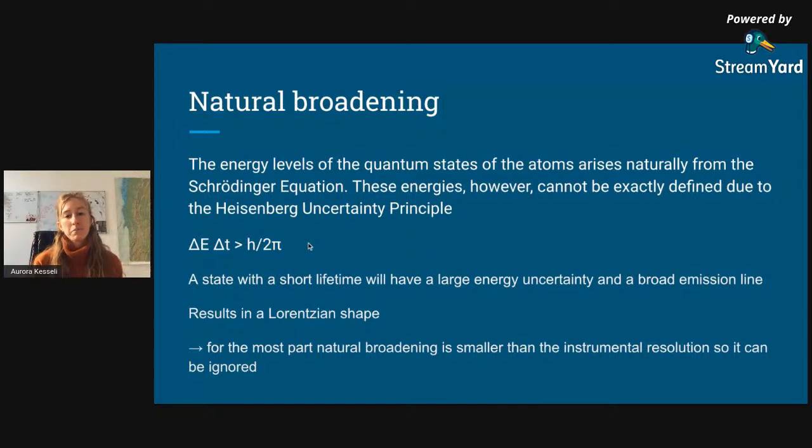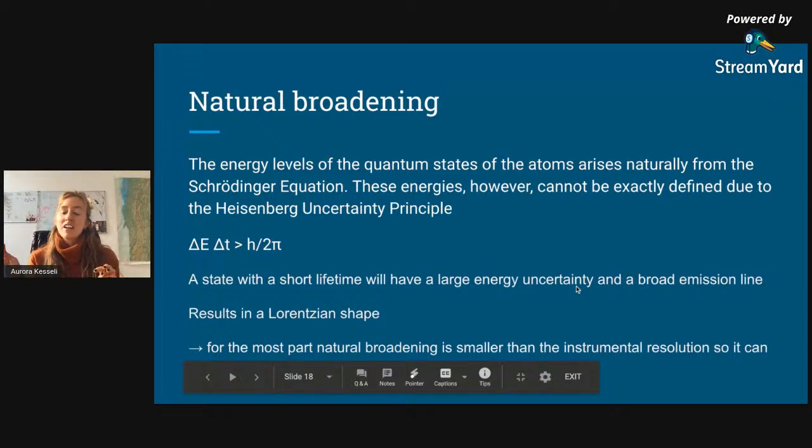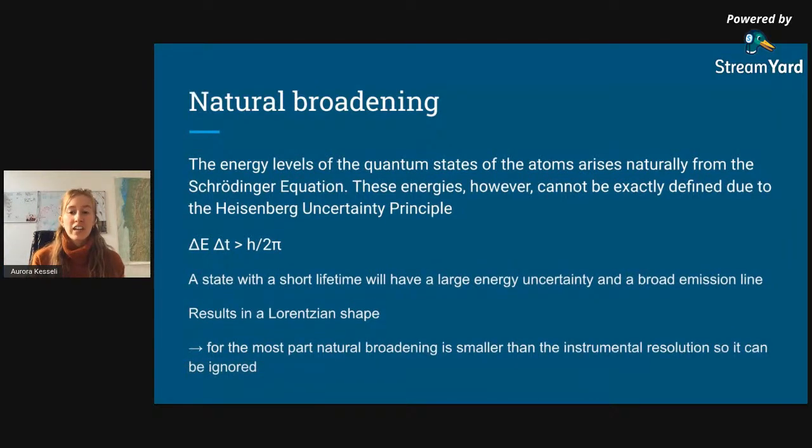And so what this means for energy levels and energy transitions is that a state with a short lifetime, so if the lifetime of the state, this delta t, is short, then the energy level cannot exactly be known. And so there's some uncertainty in this energy level. And that creates a broader emission line, because there are a bunch of different energies within this uncertainty that the energy level can have. And so that leads to a bunch of different transitions and a bunch of different wavelengths that are almost the same, but not quite the same because of this uncertainty.